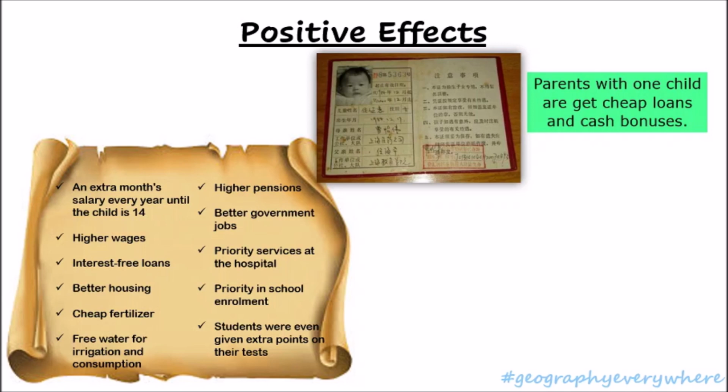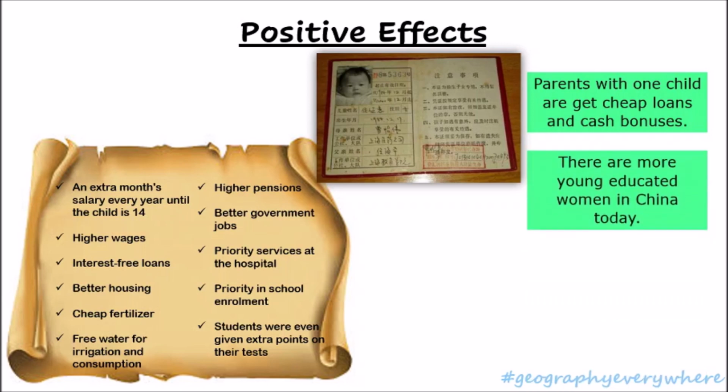If the parents only had one child, they received an extra month's salary every year until the child is 14. The parents also had higher wages, better housing. If they were farmers, they would have cheaper fertilizer and free water for their crops. They got priority services in school and at hospitals, better pensions, and some students were even given extra points on their tests just because their parents had only had one child.